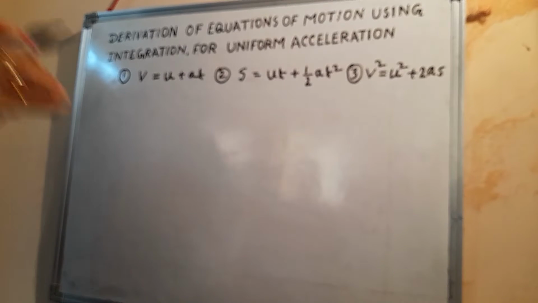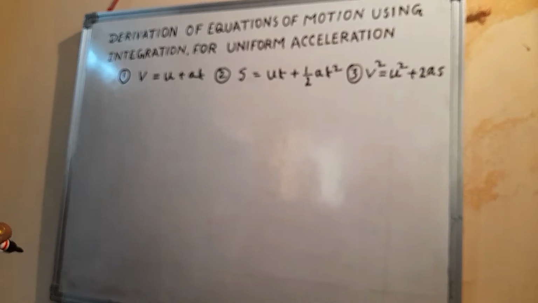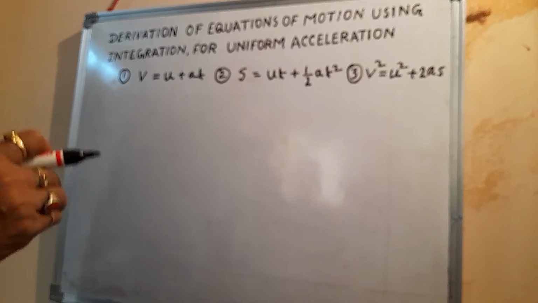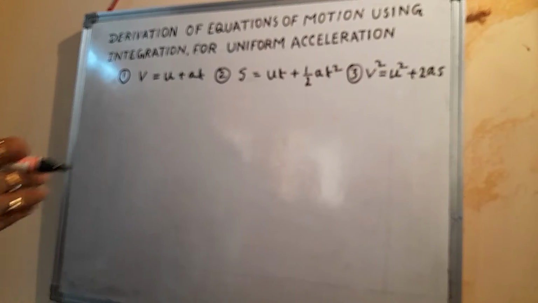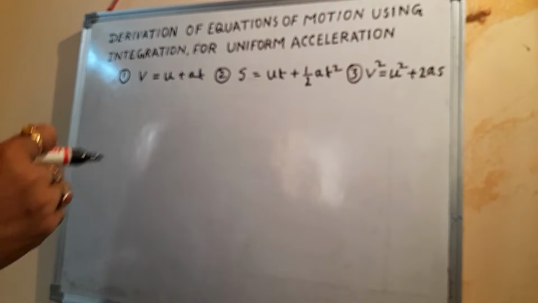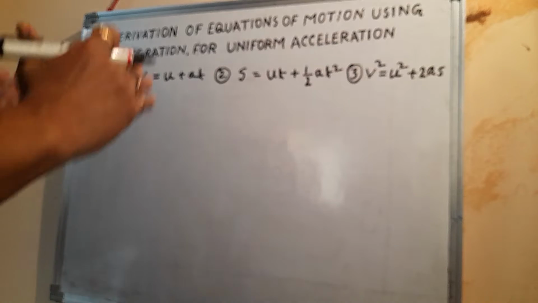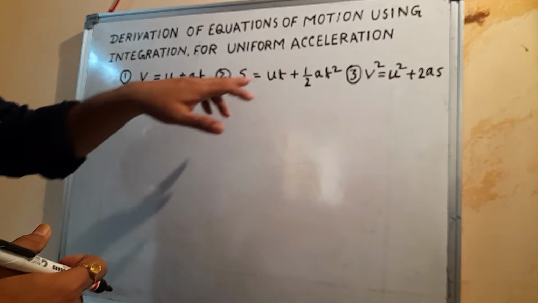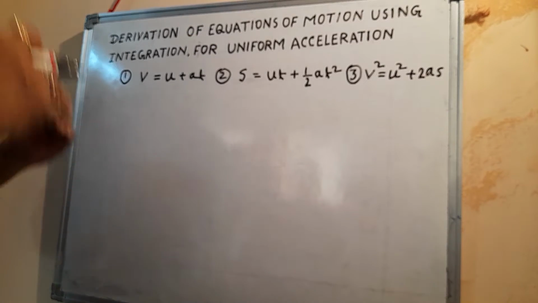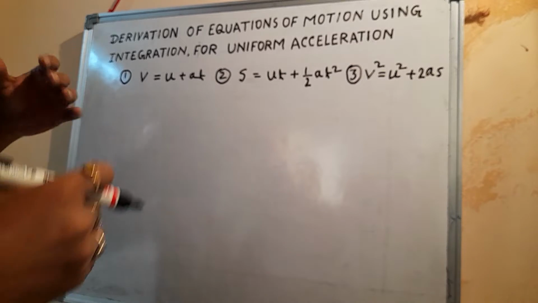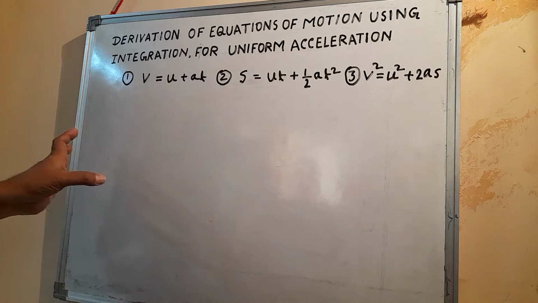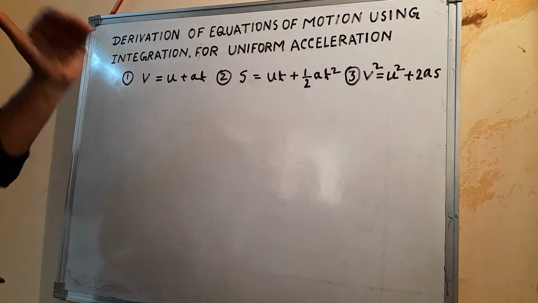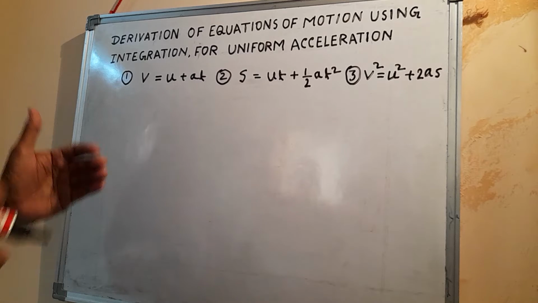Here V is the final velocity of a particle which is moving, U is the initial velocity of the same particle, A is the uniform acceleration of the particle, T is the time taken to move the displacement S. Now we will derive these equations with the help of integration and differentiation.